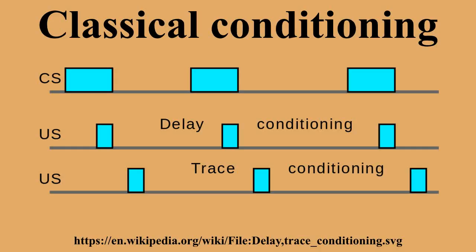An association between the CS and US develops, and the rat slows or stops its lever pressing when the CS comes on. The rate of pressing during the CS measures the strength of classical conditioning, that is, the slower the rat presses, the stronger the association of the CS and the US.